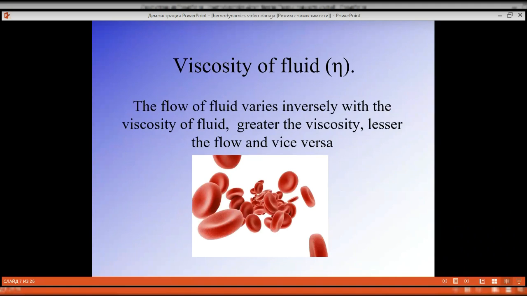In some pathological cases, for example during vomiting, diarrhea, burns, or some hemorrhages, the viscosity of the blood increases. It means that in these pathological cases we lose our plasma part, and against this the formed element part increases, mostly our erythrocytes. That's why, in pathological or in some physiological cases, if the viscosity is high, the flow will be low.